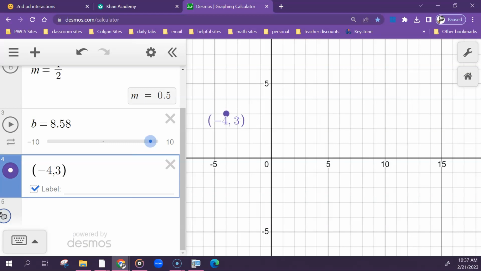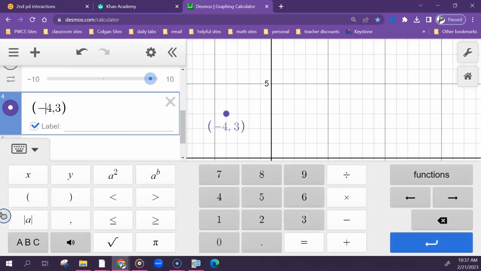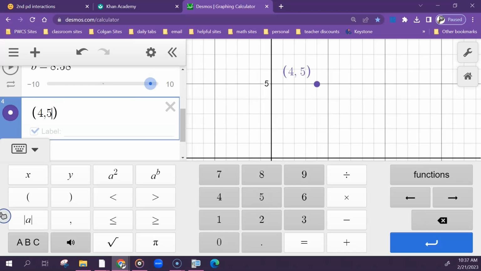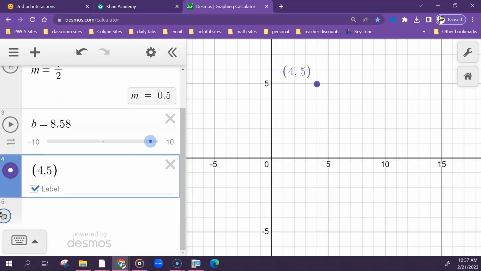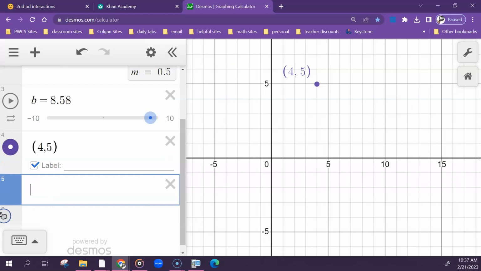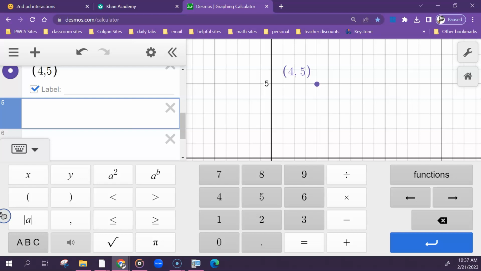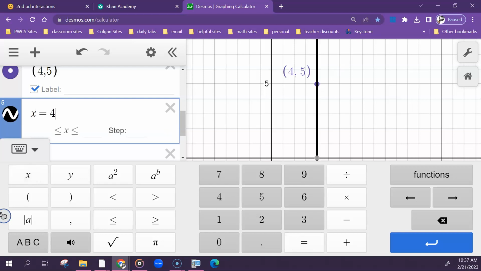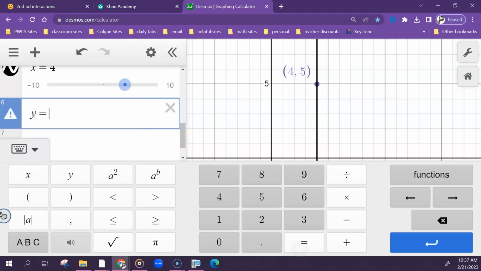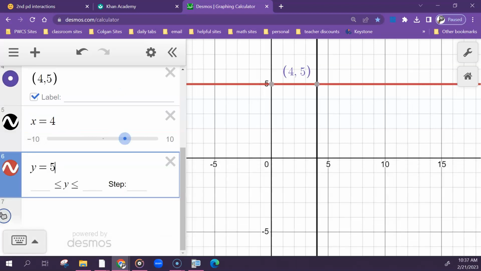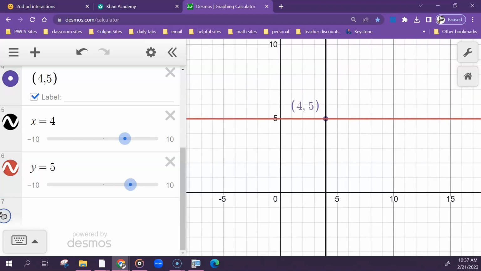So if I were to plot the point that they gave us, 4, 5, and I know it has to be a vertical line, I could do one of two things. I can put in x equals 4 and y equals 5, and see which is the line I need.